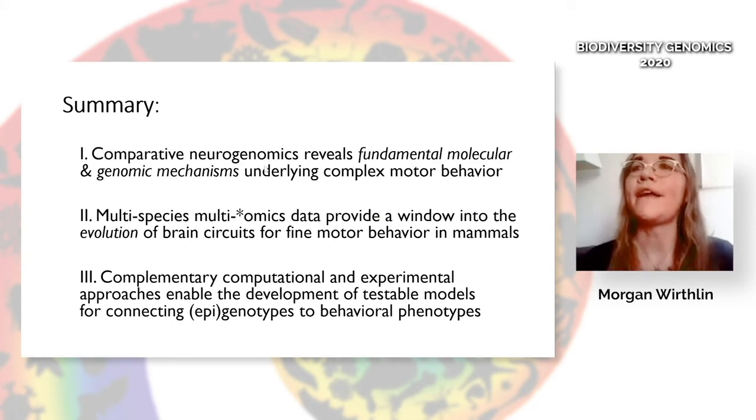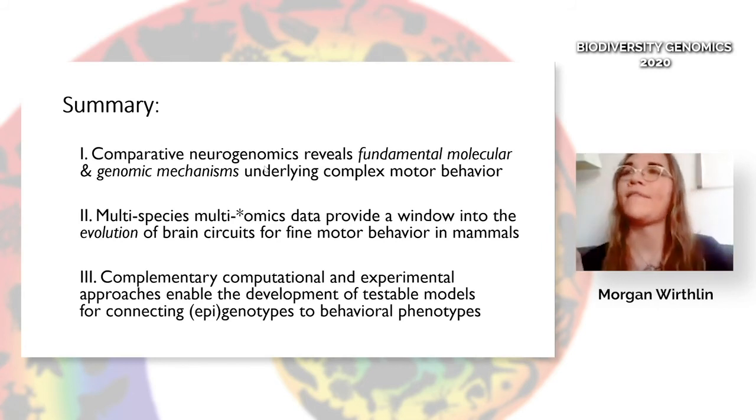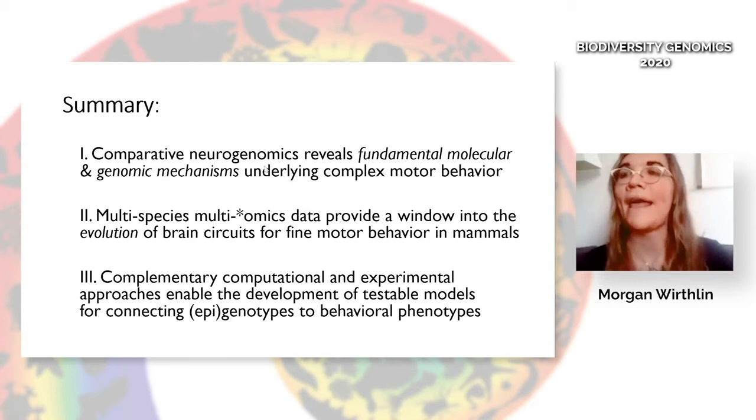So in summary, this comparative neurogenomics approach reveals fundamental molecular and genomic mechanisms that underlie complex behavior. And these multi-species, multi-omics data sets provide a window into the evolution of brain circuits for fine motor behavior in mammals, as well as birds. And finally, complementary computational and experimental approaches enable the development of testable models for connecting epigenotypes to behavioral phenotypes.